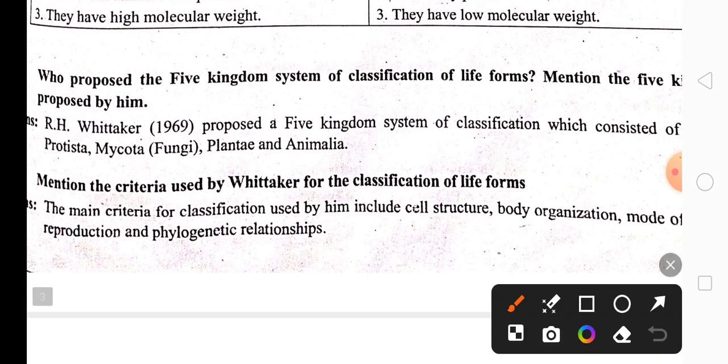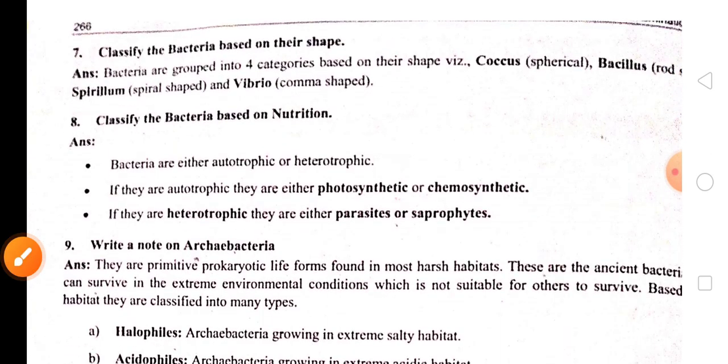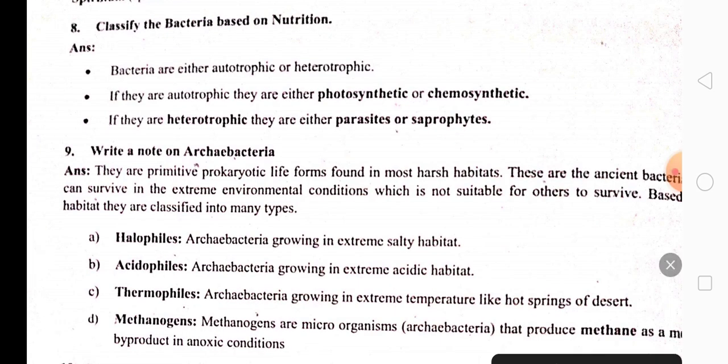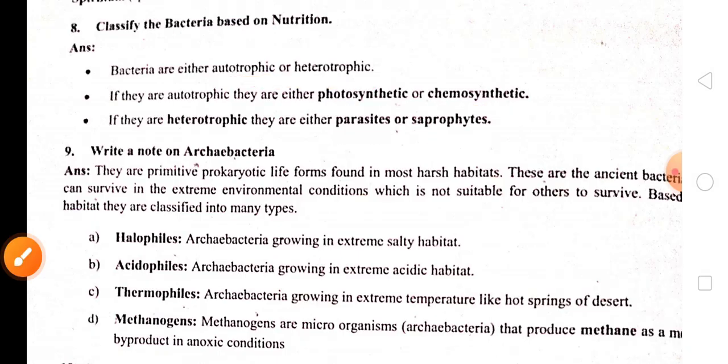Then the 5 kingdom classification is given by R.H. Whittaker, and the criteria he used to classify organisms are cell structure, body organization, mode of nutrition, and phylogenetic relationships. Based on shape, there are 4 types of bacteria: Coccus, Bacillus, Spirillum, and Vibrio. Based on nutrition, there are 2 types of bacteria: autotrophic and heterotrophic. Autotrophic are either photosynthetic or chemosynthetic, heterotrophic are either parasitic or saprophytic.